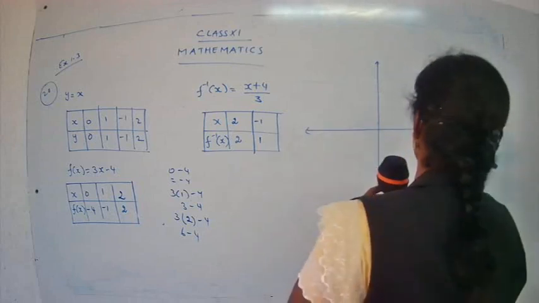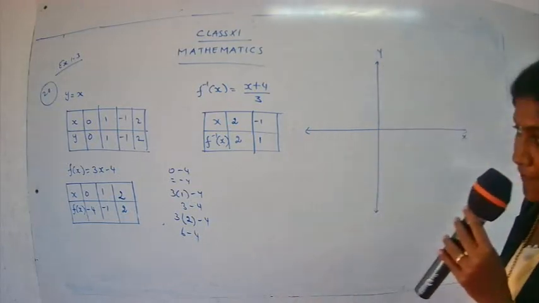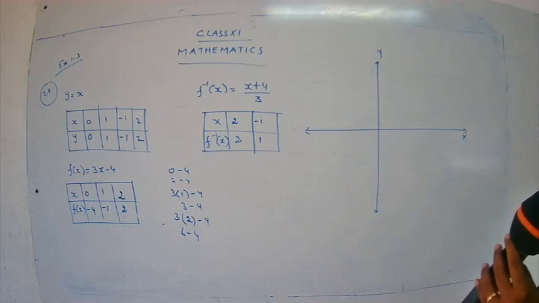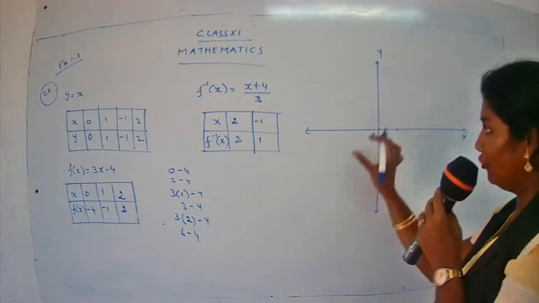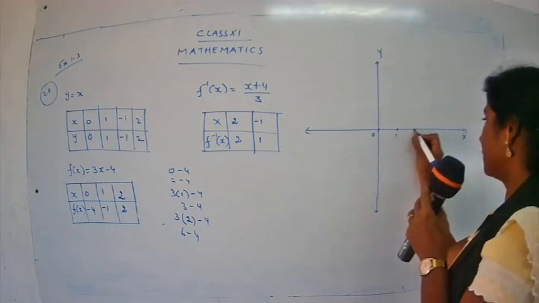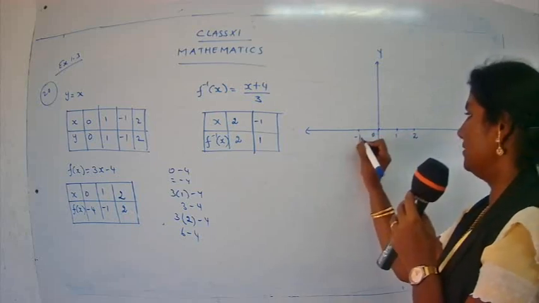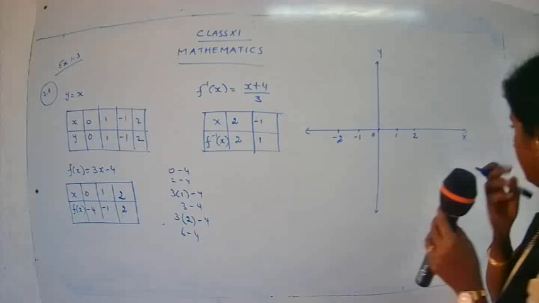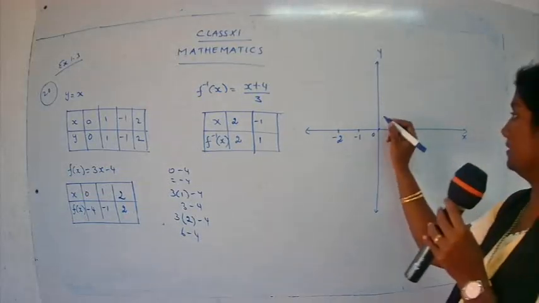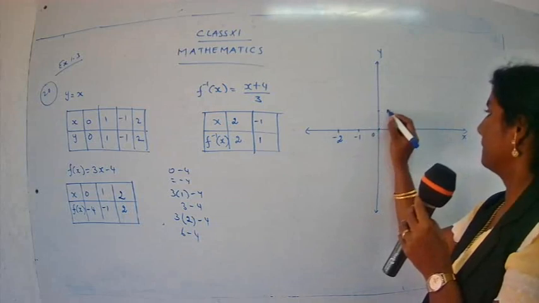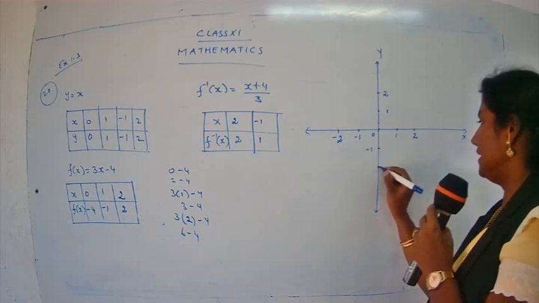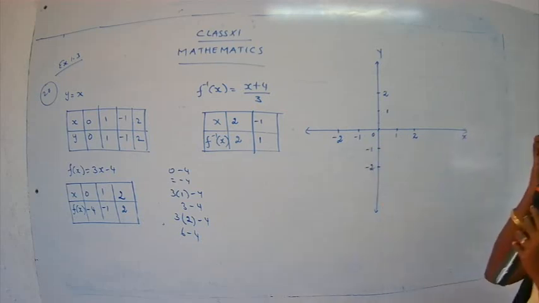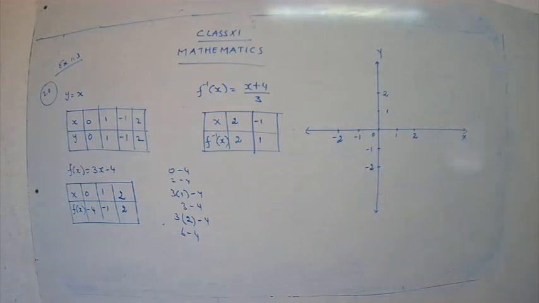Okay, so put your x, this is your y. Since we don't have any numbers other than 1 and 2, I just take 1, 2, minus 1, minus 2. Give a proper gap so that our graph will look neat. Here you take the points: 0, 1, 2, minus 1, minus 2, and now I have marked the points.